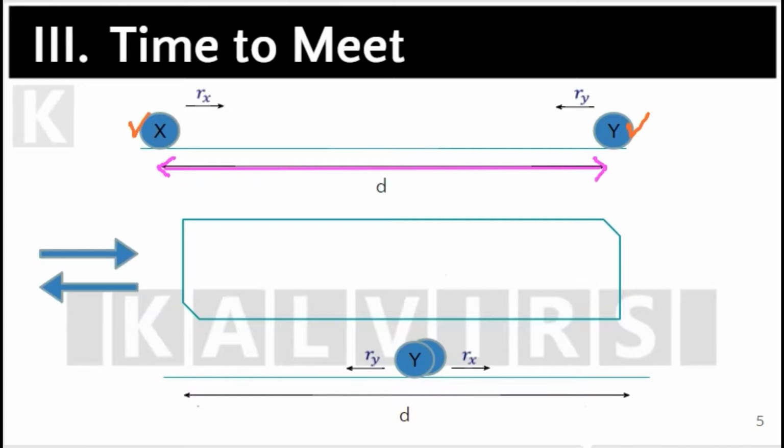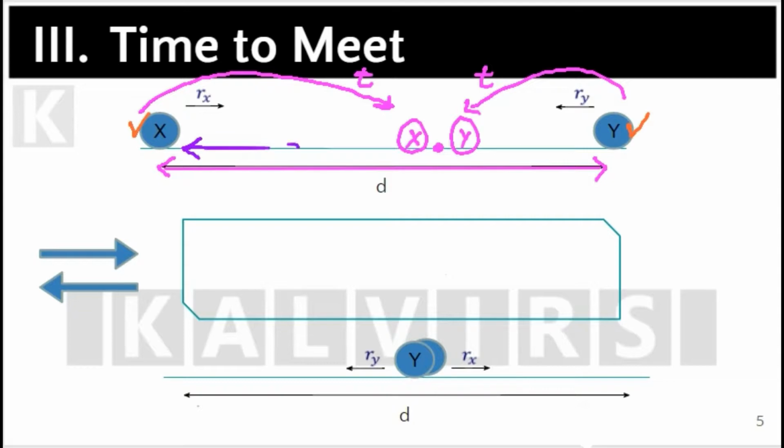They will meet somewhere after they start moving. We don't know where, maybe here. Let's suppose they meet here after they start moving. The time for each car is the same because they start moving at the same time. This is the distance traveled by car X and this is the distance traveled by car Y.